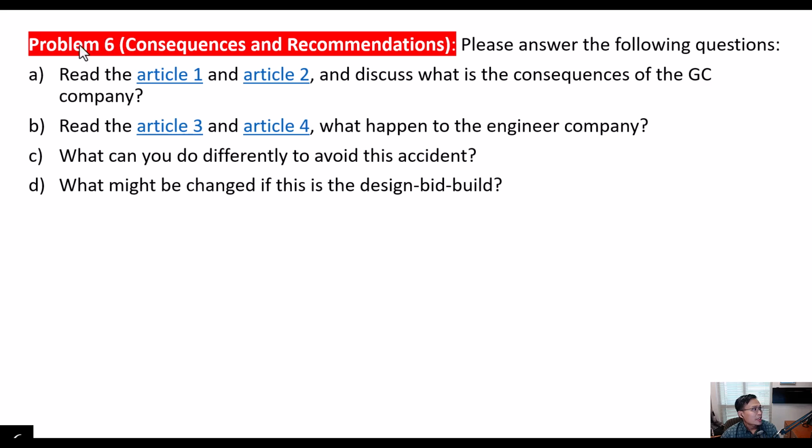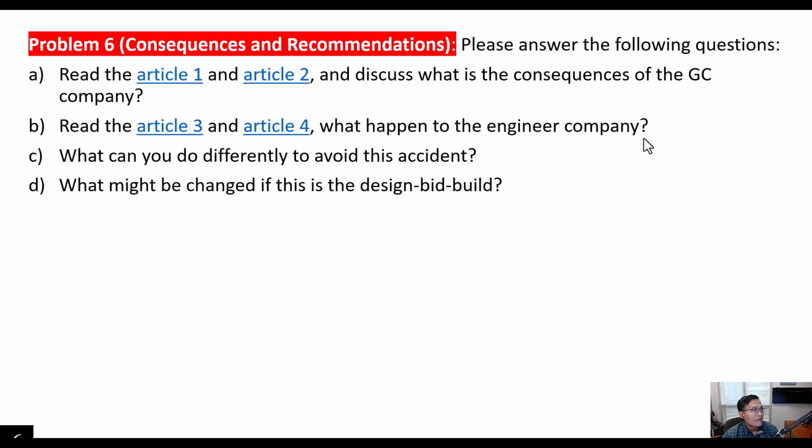So now let's check problem 6 over here. That's the last problem. Read article 1 and article 2 and discuss what are the consequences to the GC company. For this problem, I'm going to let you read that by yourself, but generally I can summarize that the GC is the MCM over here, the one that takes the main responsibility, and they have to pay more than around $100 million, and that resulted in the bankruptcy of the company.